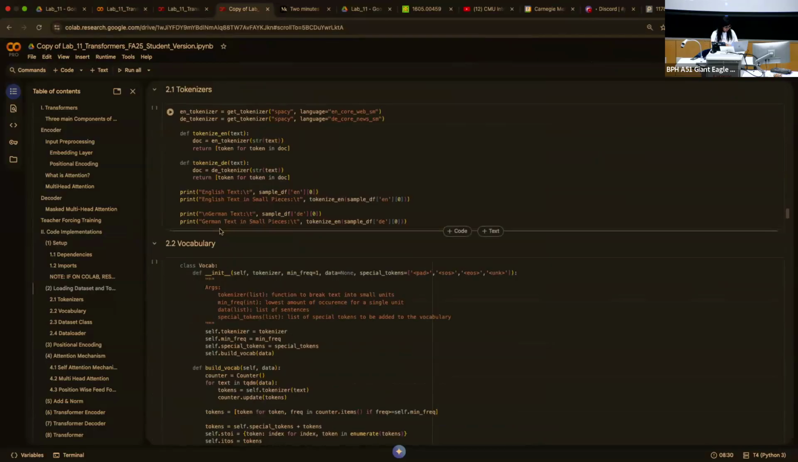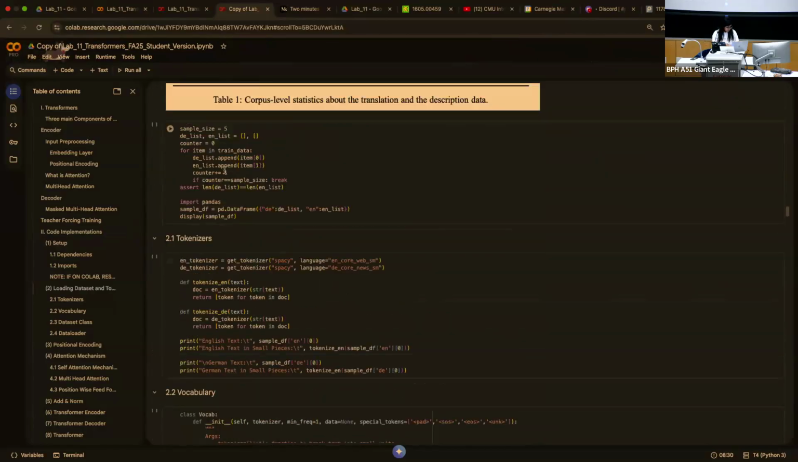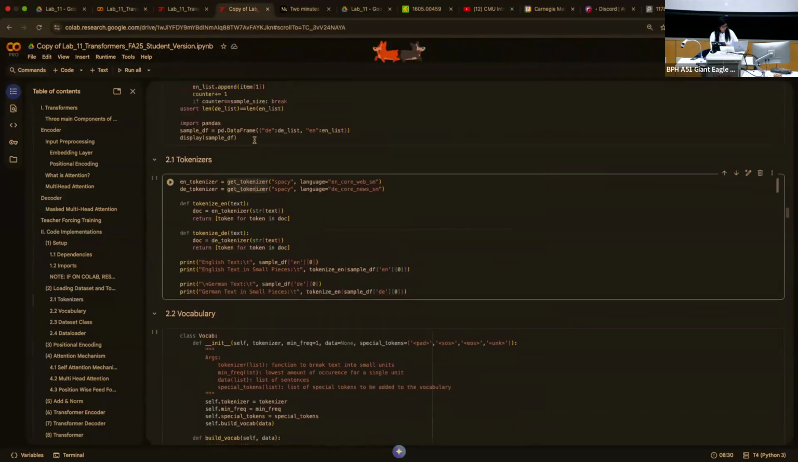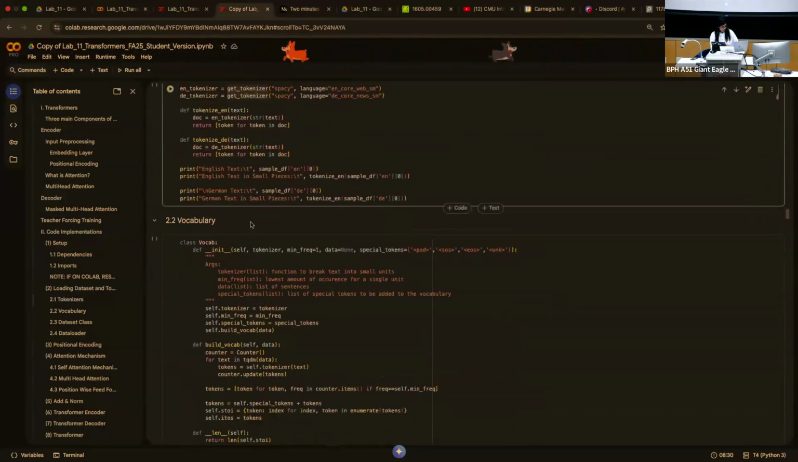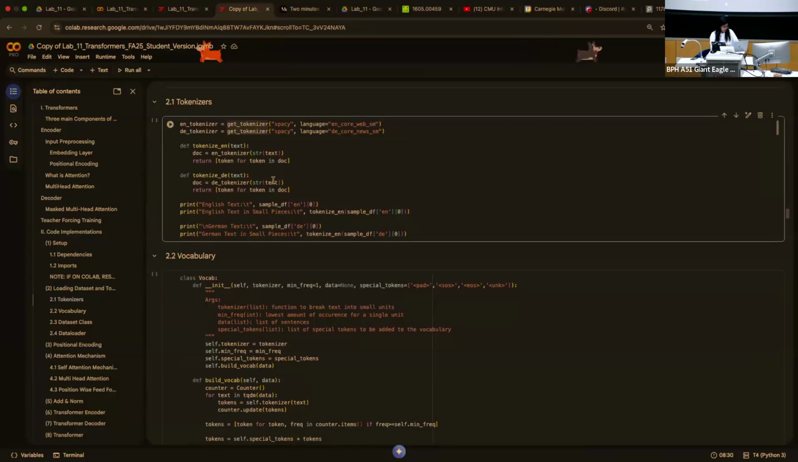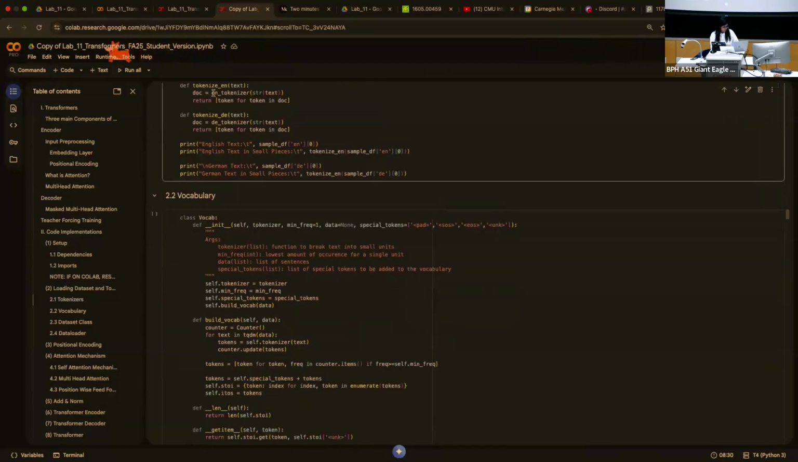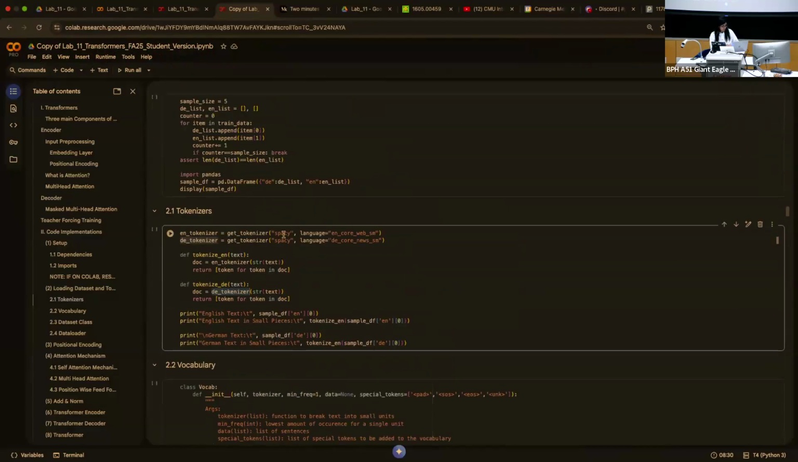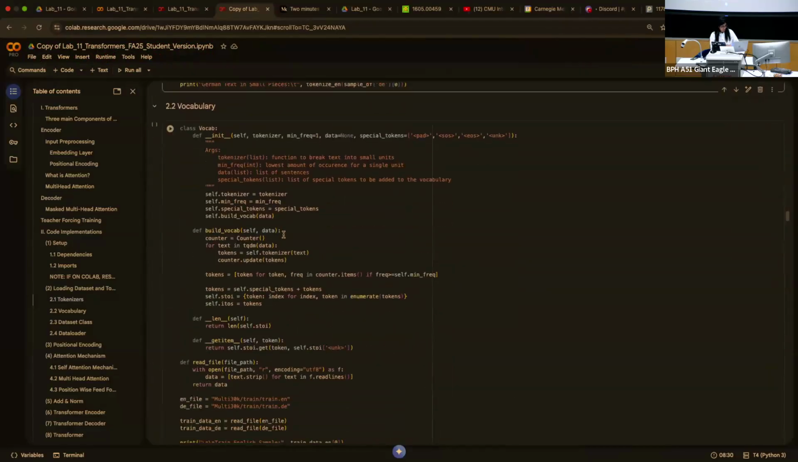First, we would be tokenizing the dataset that we just discussed. These are some library functions that we are using, the get_tokenizer functions from the spaCy library, to get the tokenized strings for both the English and the German text in our dataset. And then we create a vocabulary from that.